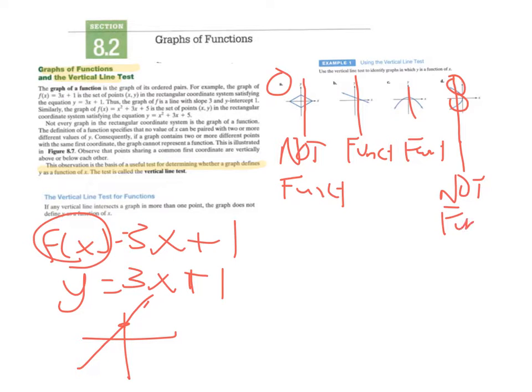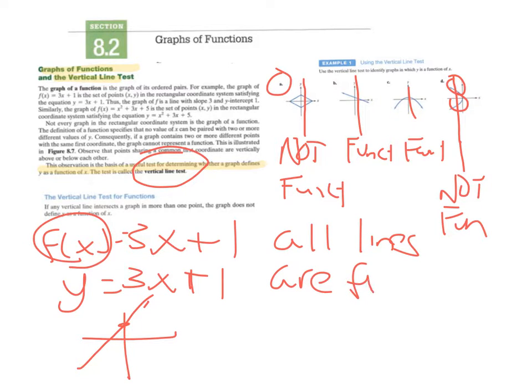So we have what's called a vertical line test by just taking a vertical line and seeing if the graph itself touches the vertical line twice. If it does, it's not a function. If it does only touch it once, it is a function. Now, one rule is all lines are functions except a vertical line.